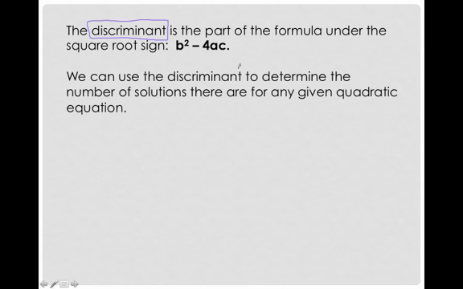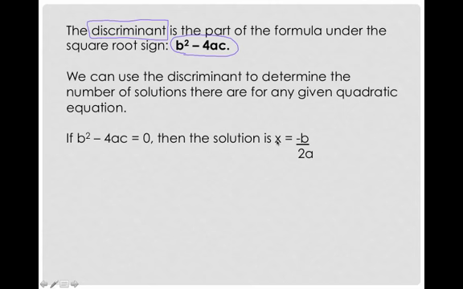The discriminant is that part of the quadratic formula that is underneath the square root sign. So it's this: the discriminant is the b squared minus 4ac part of your quadratic formula. And we're going to be able to predict how many solutions there are based on the value of that discriminant. So if b squared minus 4ac equals 0, then I just have one solution, and that solution is x equals negative b over 2a.